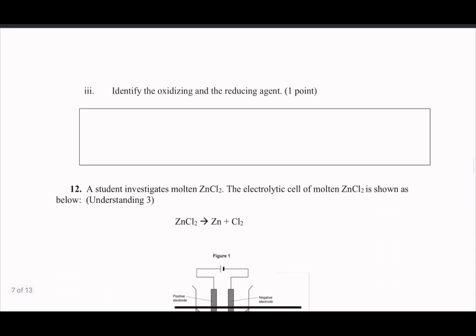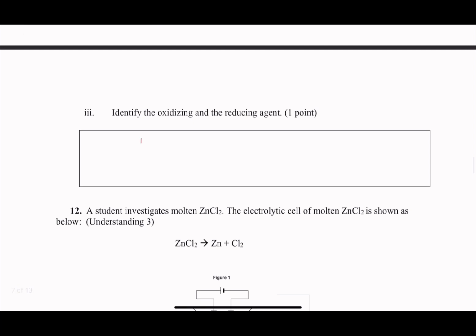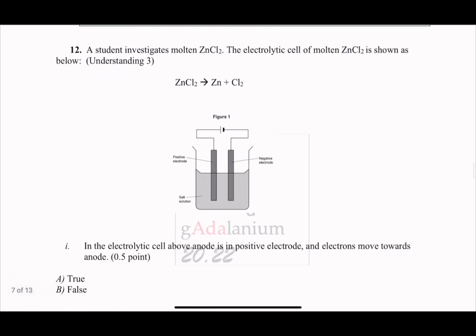And now it's asking to identify the oxidizing and reducing agent. So we know that hydrogen is oxidized, so hydrogen is the reducing agent, and chlorine is the oxidizing agent. I think most of you answered this right, so I'm not going to go into too much detail.